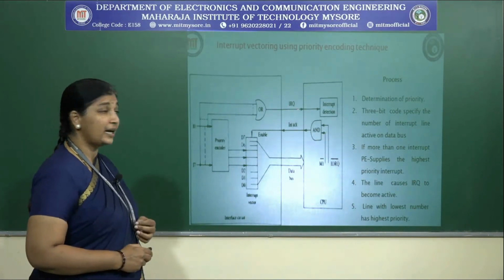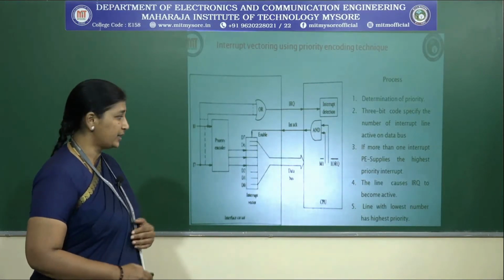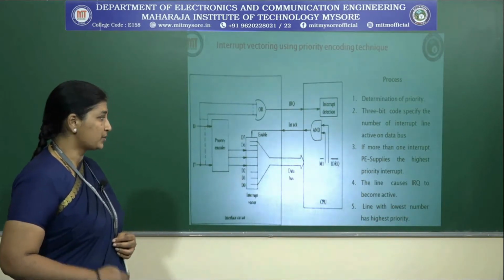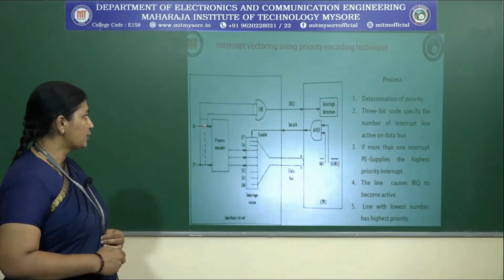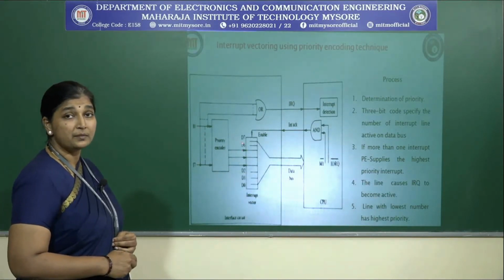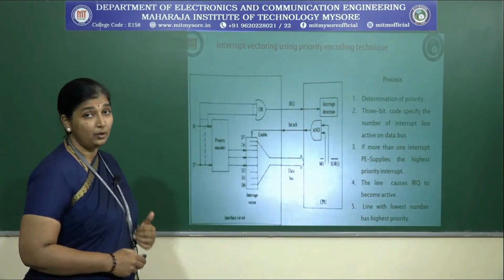So this raises IRQ to go high. If IRQ is high, then there is an interrupt request. Okay. The line with the lowest number has the highest priority. So here we have these lines. If IO0 and IO5 are there, then what does it mean? IO0 has the highest priority, IO5 will have a low priority.